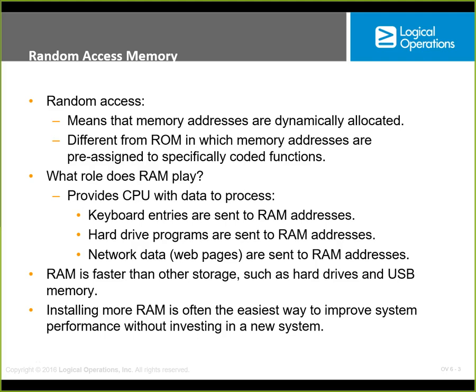What role does RAM play? It provides the CPU with the data to process. Keyboard entries are sent to the RAM addresses. Hard drive programs are sent to the RAM addresses. Network data, web pages, all that stuff is sent to the RAM. The RAM stores that information and then provides it to the processor as it's required. Faster than the storage, like the hard drive and the USBs. Installing more RAM is the easiest way to improve system performance without investing in a new system, and it is the quickest way to do that.